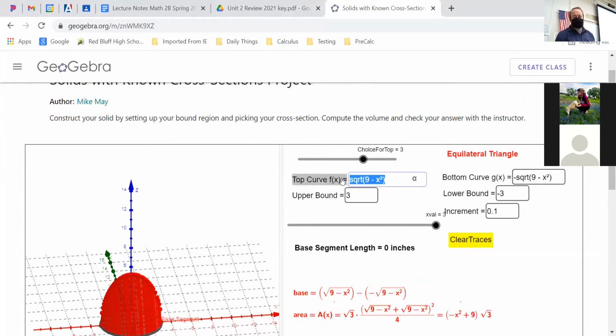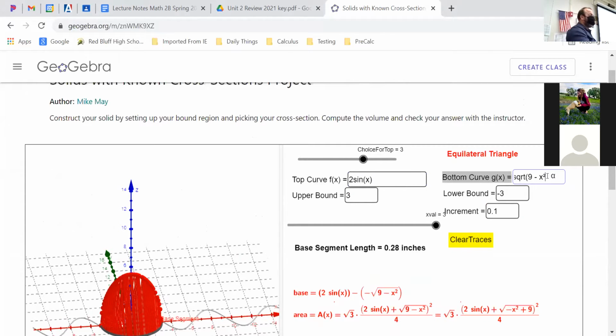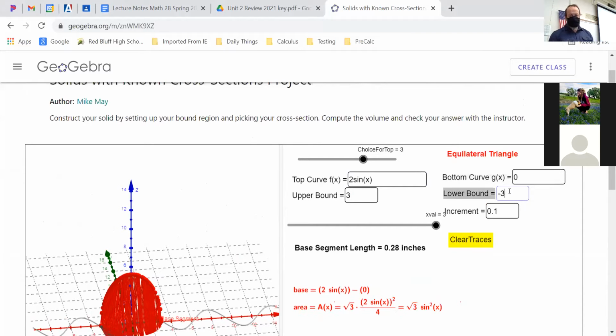2 sine x. Let's go into here and make this 2 sine x. Our bottom curve is 0. They didn't actually give me anything there, so we just have 0 itself. What is the lower bound? Where does our integral start? It should have been 0. The top of our curve was pi, which I believe on this one we can just type pi. If not, we'll just guess at 3.14. It took it. I haven't done that in a while.